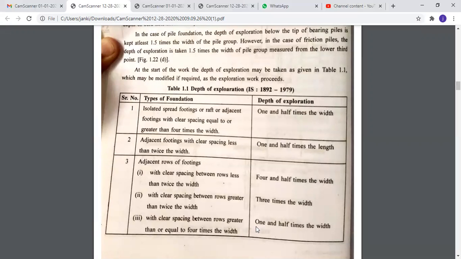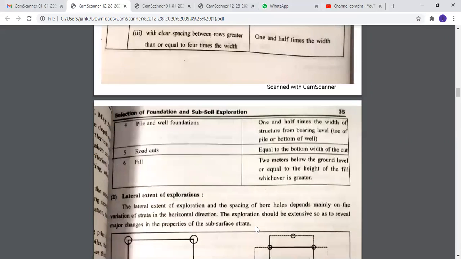The third one is the adjacent row of footing. The first case is with clear spacing between rows less than twice the width; in that case, the depth of exploration is 4.5 times the width. When the clear spacing between rows is greater than twice the width, the depth of exploration is 3 times the width. And the last case is clear spacing between rows greater than or equal to 4 times the width, then the depth of exploration is 1.5 times the width.